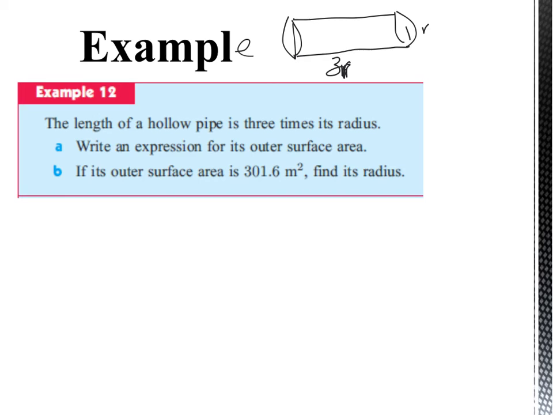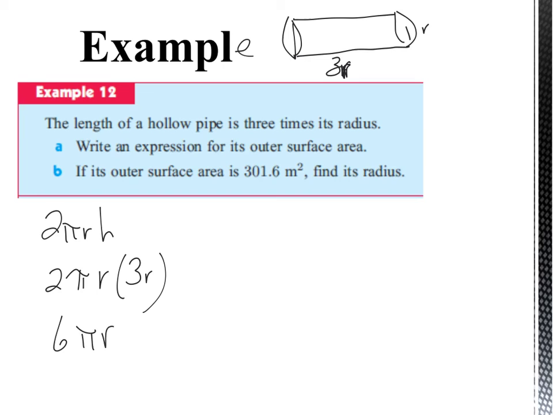So its outer surface area, our formula again is 2 pi rh, because it's hollow, so we don't have the ends, so there's no plus pi r squared. So 2 pi, and then we have r, and then our height is 3r. If we combine that, we get 6 pi r squared, because 3 times 2 gives me 6, and then I have pi, and then r times r is r squared. So my expression for the outer surface area is 6 pi r squared.